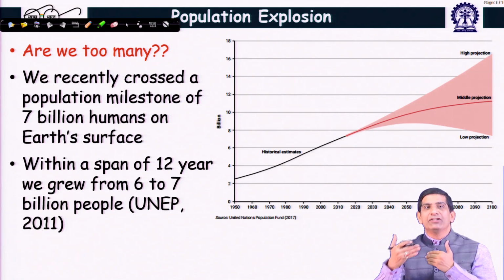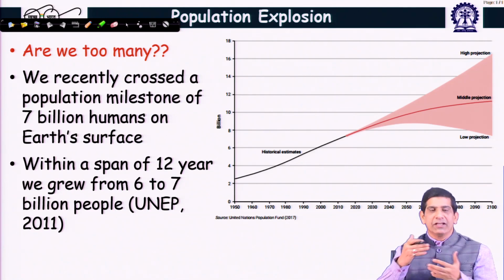So when we get to that situation, how do we handle it? We'll look at some of those aspects. We recently crossed a population milestone of 7 billion. We're talking about the global population on Earth's surface, and within a span of 12 years, we grew from 6 to 7 billion people. That 1 billion addition took just slightly over a decade.